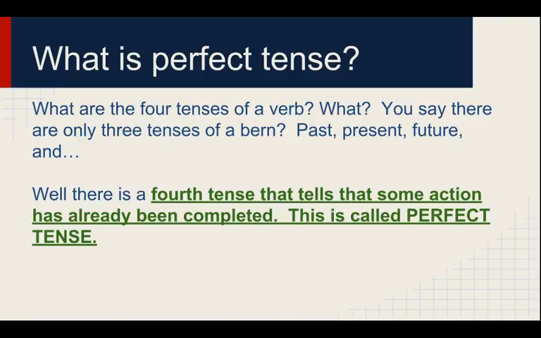What are the four tenses of a verb? What? You may say there are only three tenses of a verb: past, present, future, and... well, there's a fourth tense that tells some action has already been completed. This is called perfect tense. I'm guessing you've probably never heard about this before. I didn't learn about it until I studied Spanish, but it helps you understand how verbs function in a sentence.